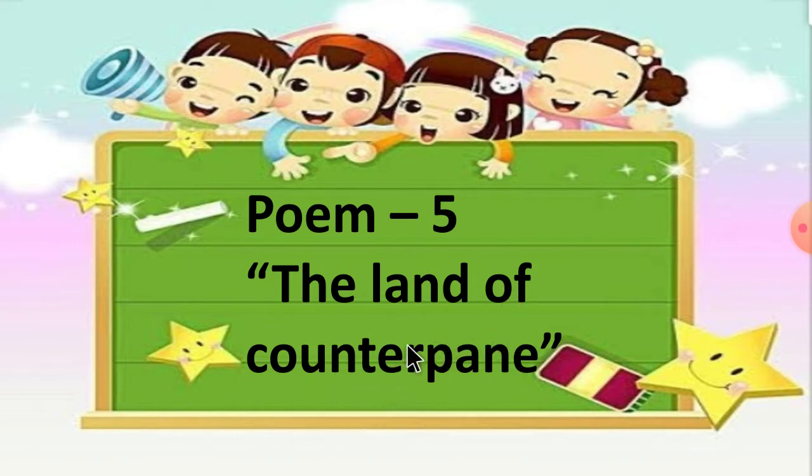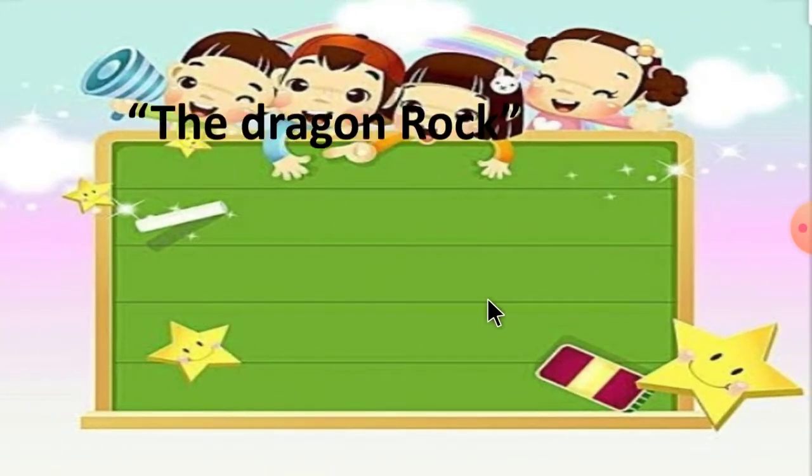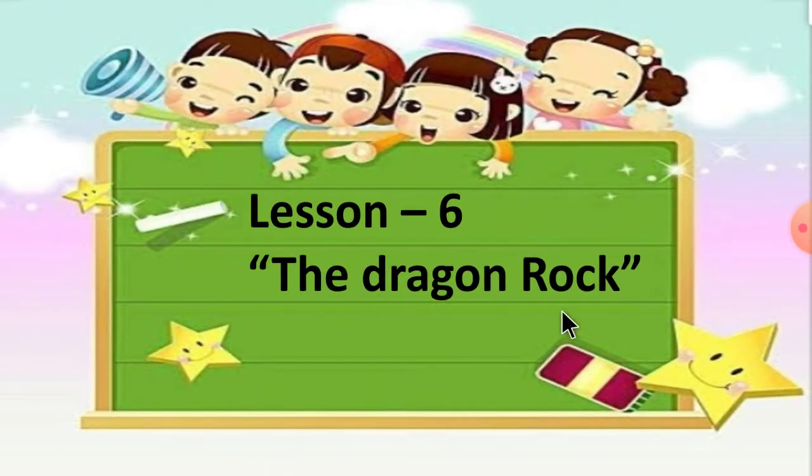Then next is meanings of poem 5, the land of counterpane. So let's see. Leaden, made of lead. Drills, military exercises. Bedclothes, sheets and covers. Pleasant, happy. Counterpane, bedspread. Sick, ill.